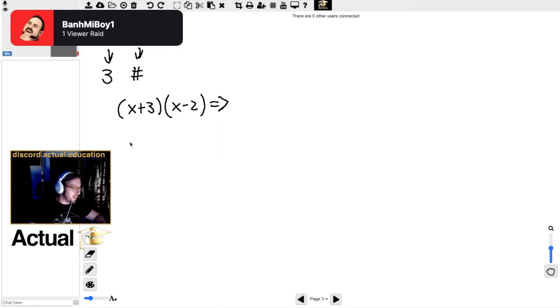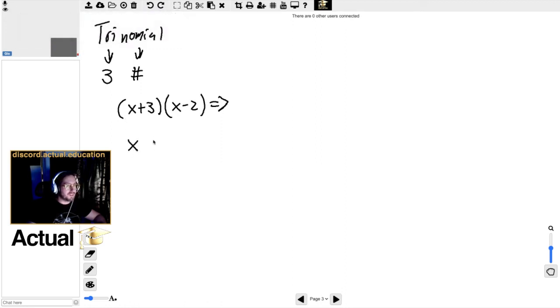Have you guys done Punnett squares in biology yet? Yeah, it's kind of like a tic-tac-toe type thing. Yeah. So what we do is you put each one of these terms in the top, and then I put each one of these terms in the bottom down here.